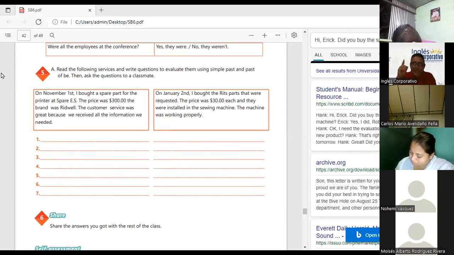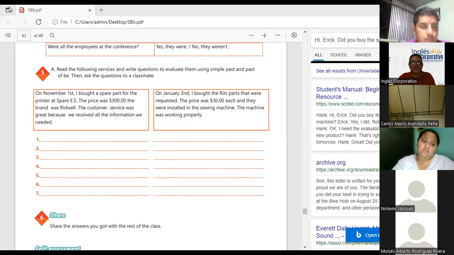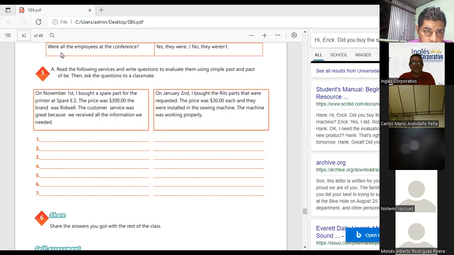Correcto, correcto. ¿Y cuál es la excepción? ¿Puede contar usted dinero? Sí puede. Entonces, pero dice how much. ¿Cuánto pagó? ¿Cuándo lo compraste? ¿Cómo estuvo la atención al cliente? And so on. Go ahead. Good evening, teacher. Good evening, Juan Ricardo. Okay, so let's do the exercise.